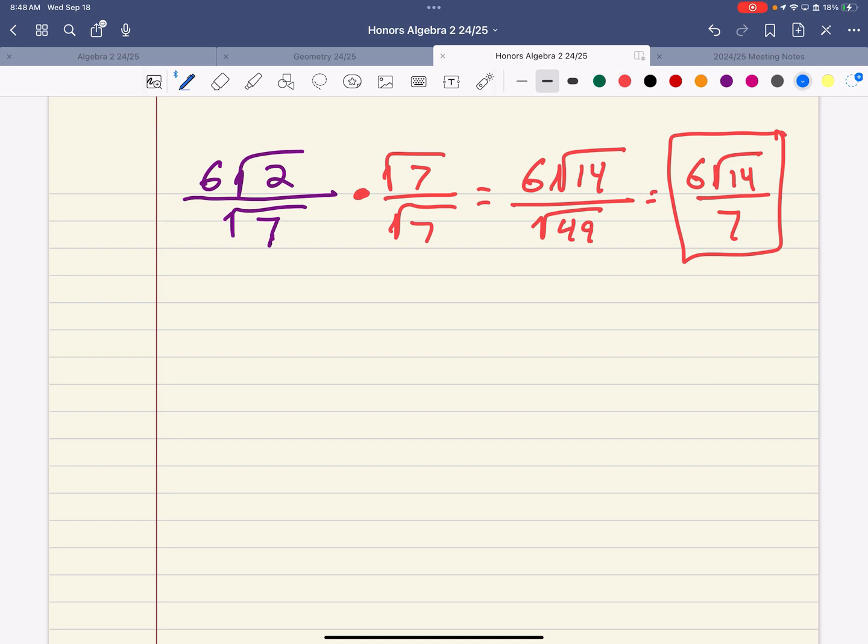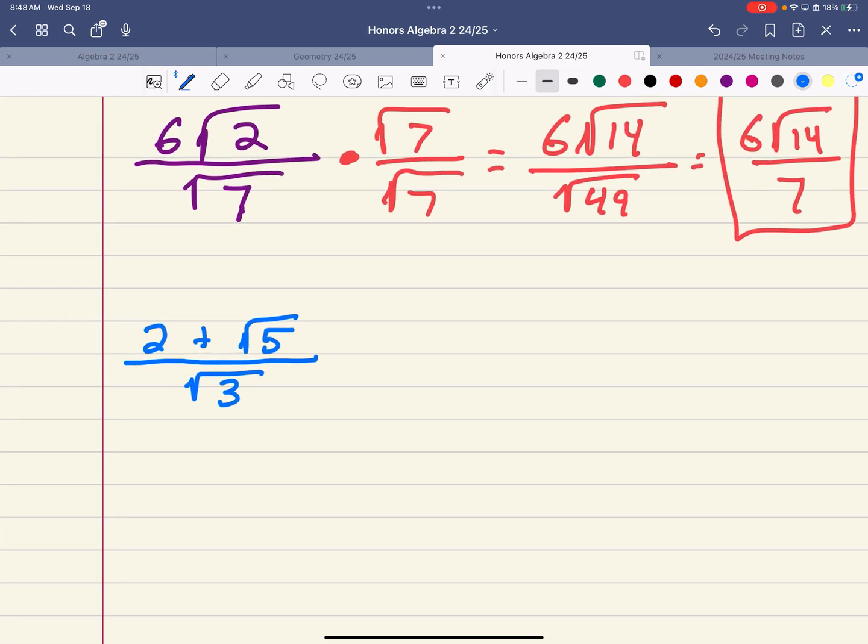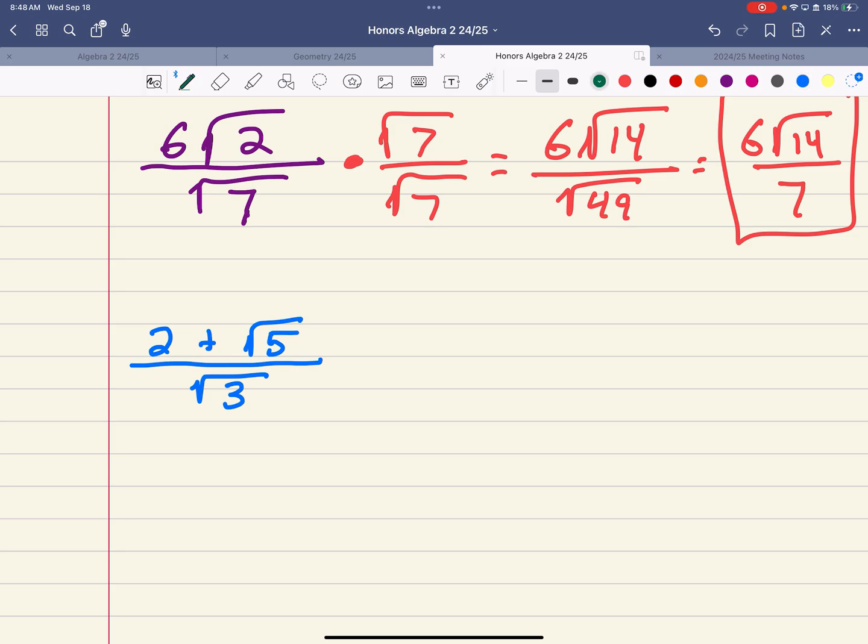Try one on your own. Let's go 2 plus radical 5 over radical 3. Simplify that, and a little warning, remember that's inside parentheses. So you will have to distribute the radical into both of those spots. Go, go, go.